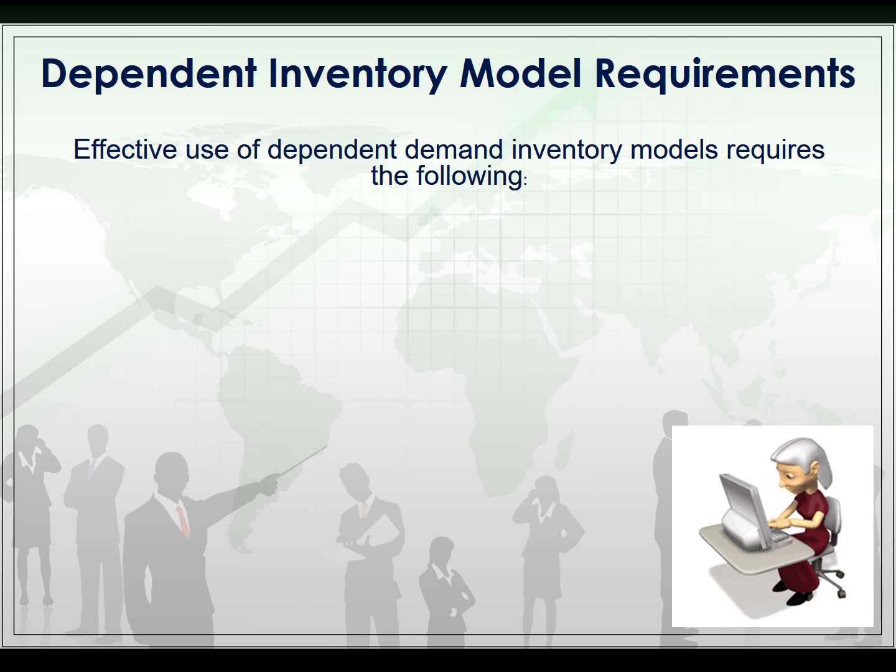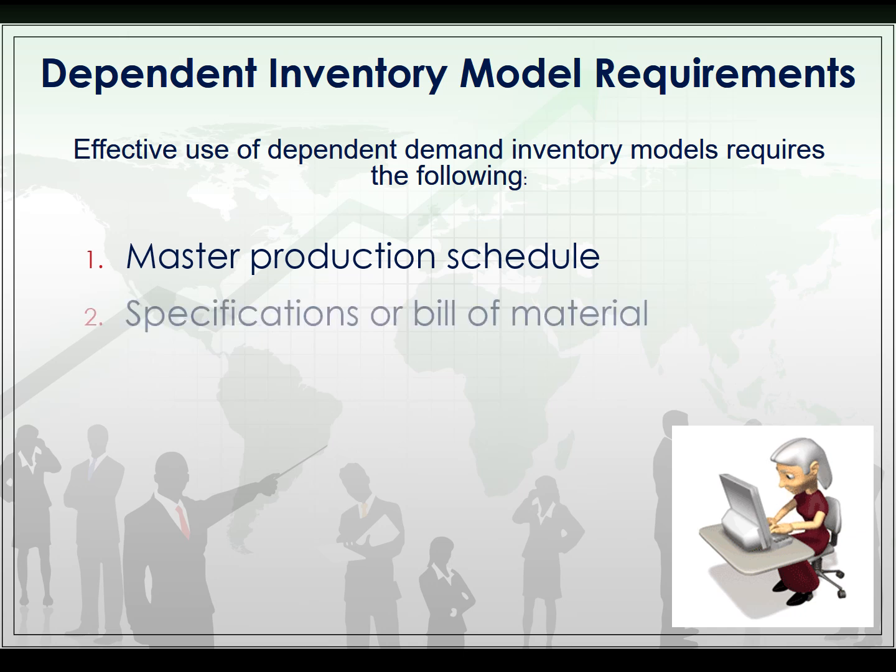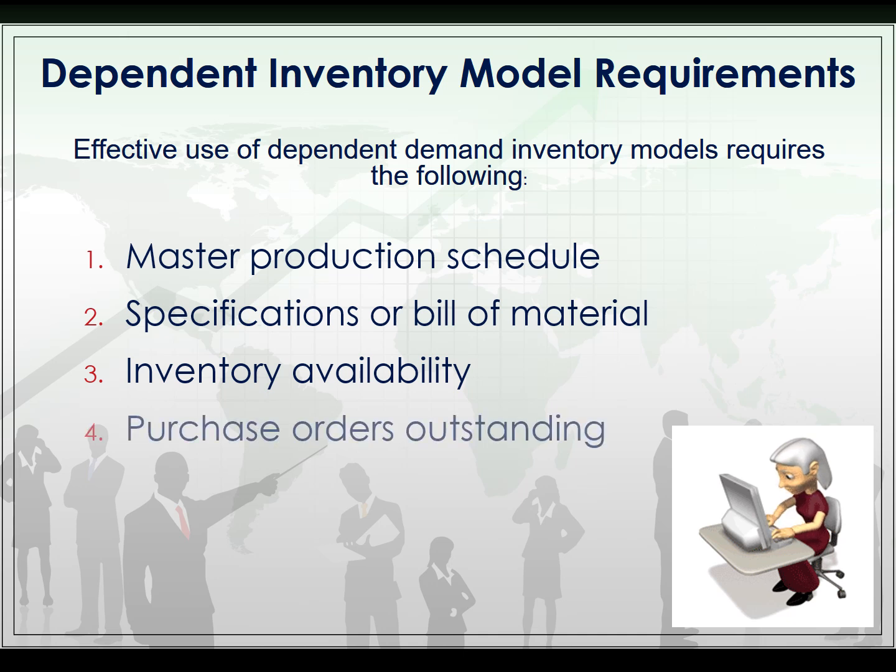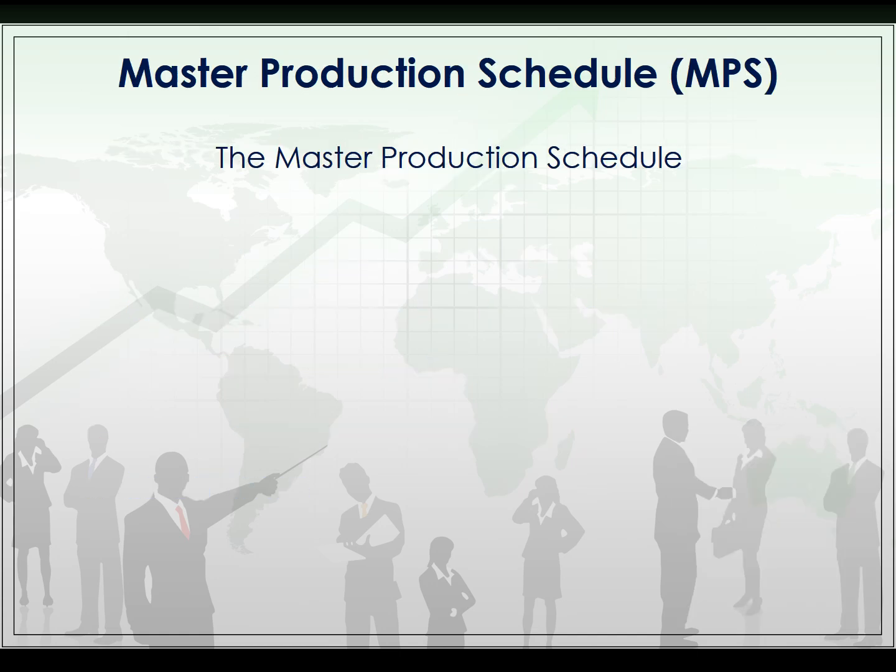Effective use of a dependent demand inventory model requires the following: a master production schedule, specifications or bill of material or both, inventory availability, what's on hand right now, any purchase orders that are outstanding, what's the lead time on those supplies coming in, and now we have what's called the master production schedule.